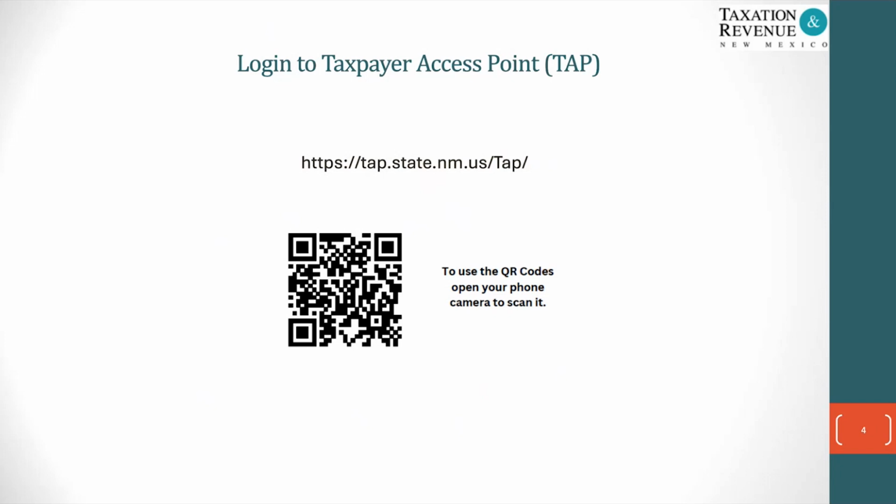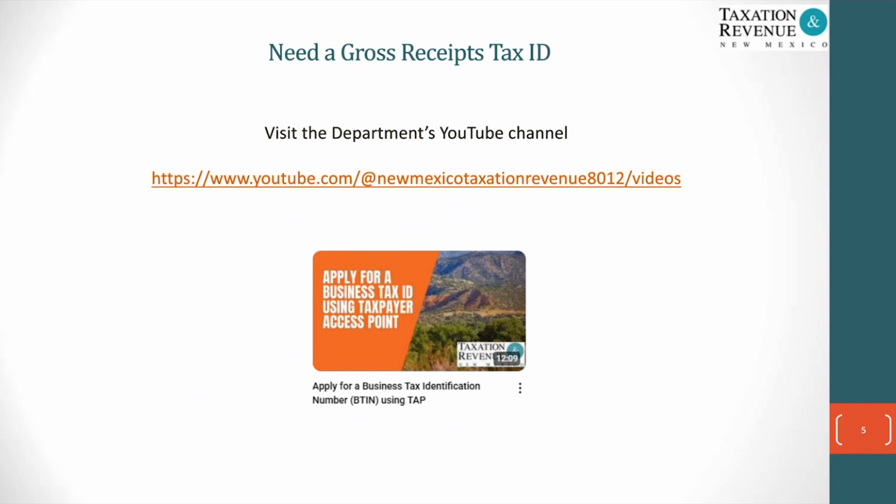To log into TAP, you must have an existing TAP account. If you don't have a TAP or a Gross Receipts Tax ID number, you can create a new account by visiting the website shown here or scanning the QR code. Once you've created a TAP logon, if you need a business tax ID number, also known as a Gross Receipts Tax ID, visit our YouTube channel. We have a helpful tutorial titled Apply for a Business Tax ID Number using TAP, which provides step-by-step instructions.